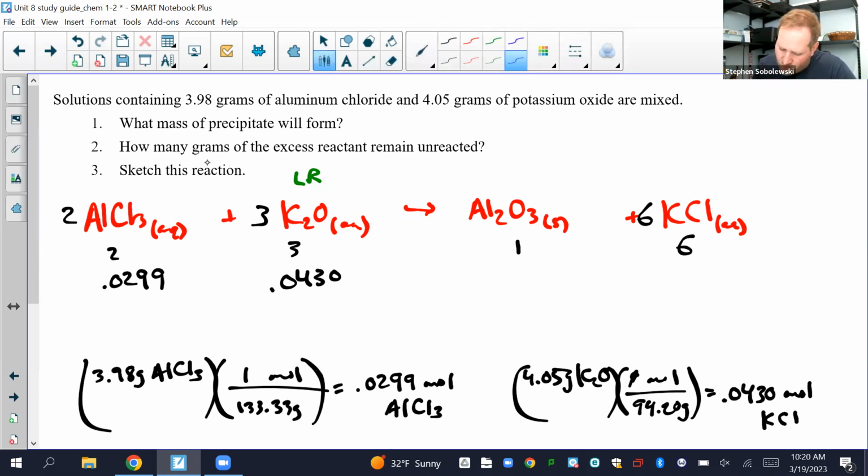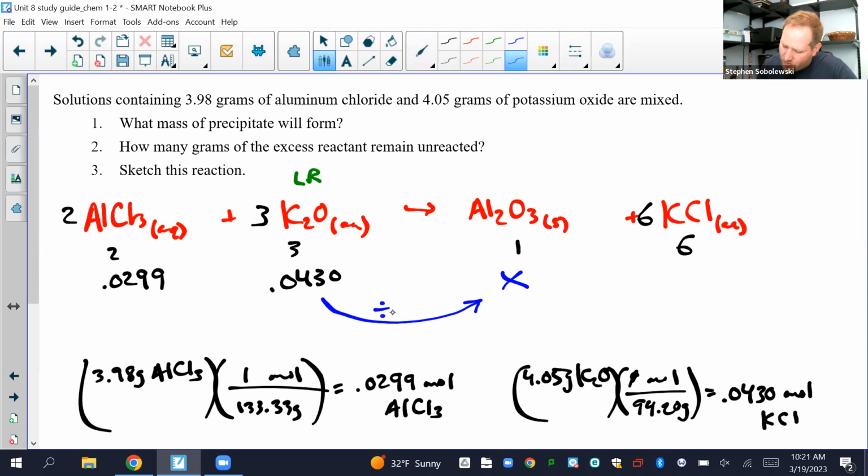All right, what are we looking for? First, we're looking for the mass of the precipitate that will form. Okay, mass of precipitate. So my X is going to go right here. That's precipitate. And which one do we base it off of? The 2 or the 3? Well, we have to base it off the limiting reactant. So I have to go like that. You can't base it off the excess because that's not the correct amount that's going to react.